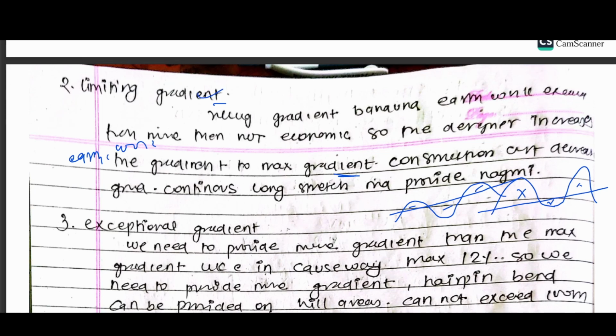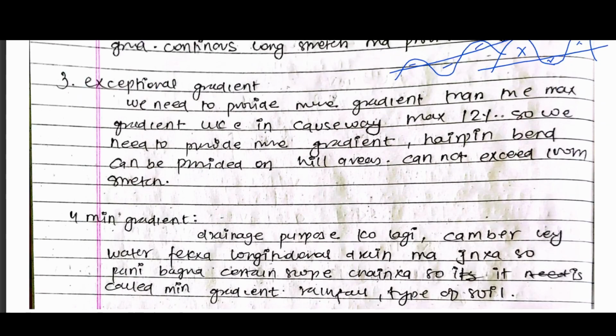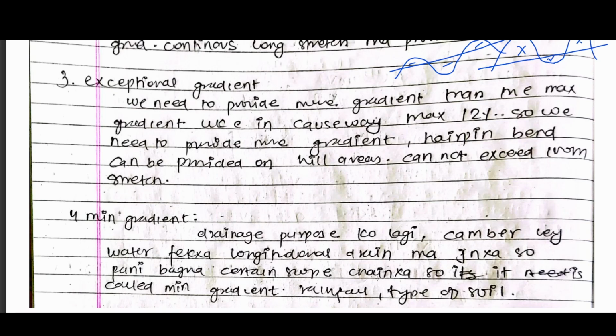And limiting gradient also is not provided in a long stretch. We know that there is no particular length up to which the limiting gradient should be provided. And another one is the exceptional gradient. So what is exceptional gradient? While designing a gradient, we may encounter a lot of structures that may hamper our gradient value, like cross drainage structures. You should have read it in irrigation as well.